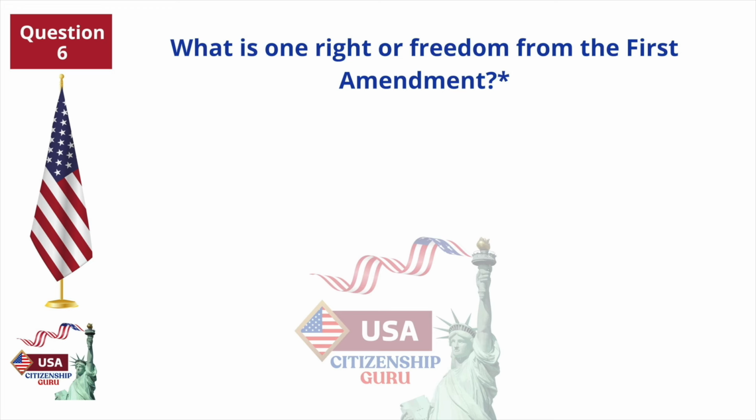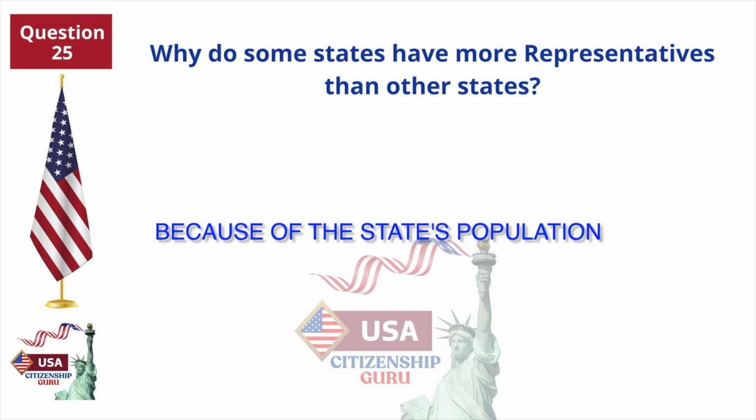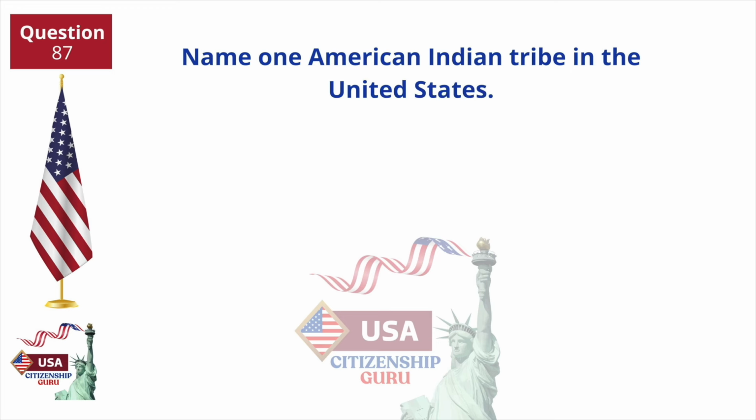What is one right or freedom from the First Amendment? Speech. Why do some states have more representatives than other states? Because of the state's population. Name one American Indian tribe in the United States. Cherokee.